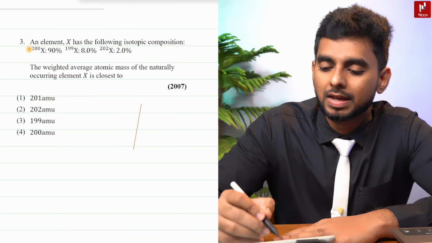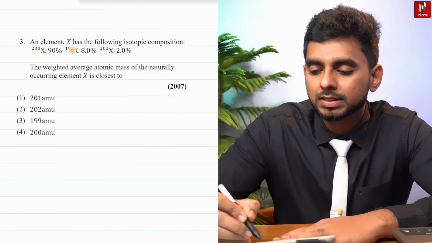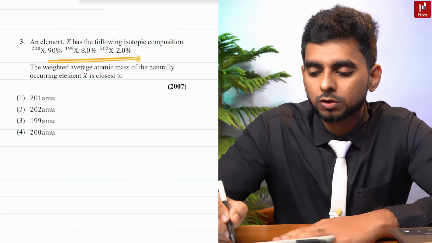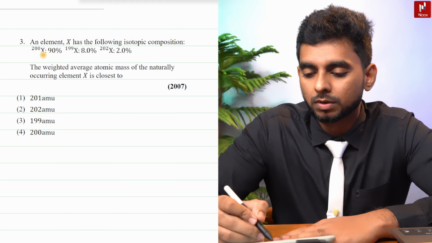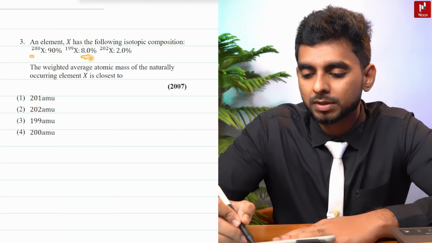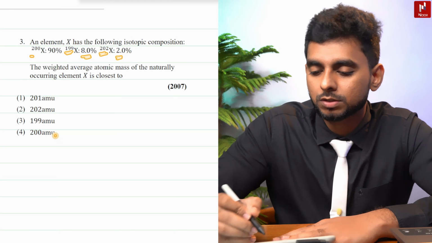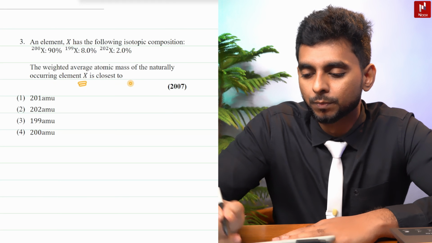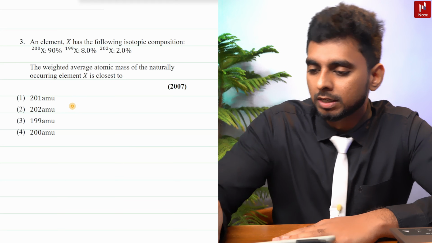The next question is based on average atomic mass. Let me read it. An element X has the following isotopic composition. They have given you the isotopic composition. Do not worry about the element, it is just X. Here 90% of that element has atomic mass 200, the same way 8% has 199, and 2% has 202. What they're asking is to find the weighted average atomic mass of the naturally occurring element X, closest to. What I need to find is the average atomic mass. That's what I need to find over here.